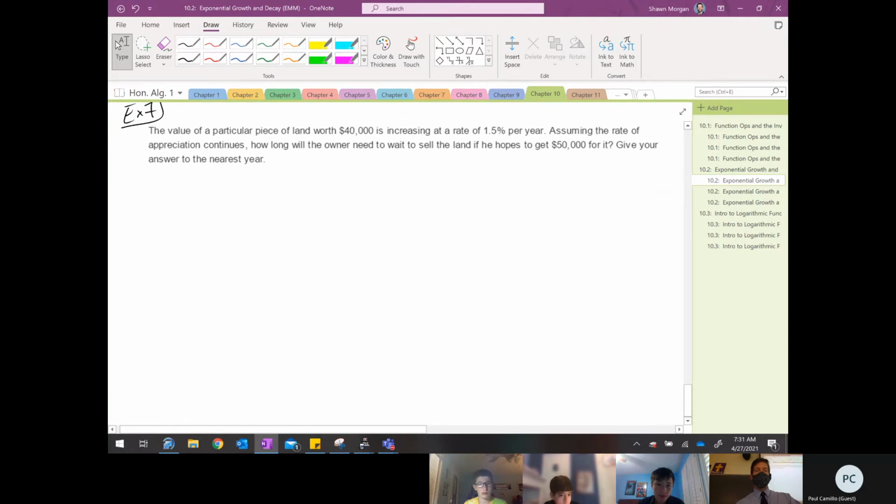Now it says the value of a particular piece of land worth 40,000 bucks is increasing at a rate of 1.5% per year. You guys know that land typically increases in value. What's something that decreases in value usually? Yeah, automobiles. As soon as you drive that brand new fancy pickup truck off a lot, it now has depreciated in value. Land, on the other hand, you buy it and you sit on it or you live on it, and then it typically appreciates in value. This one is increasing at 1.5%.